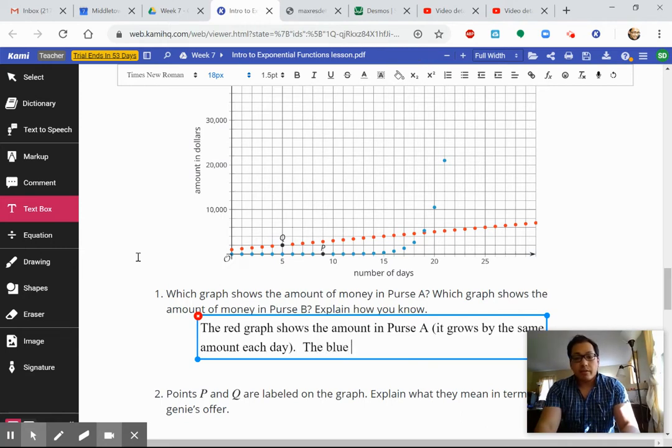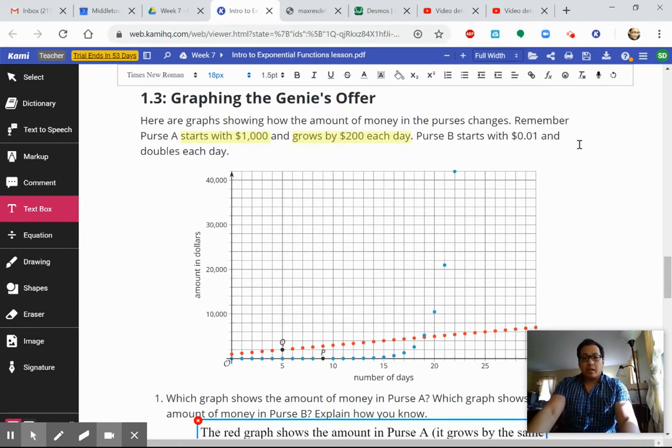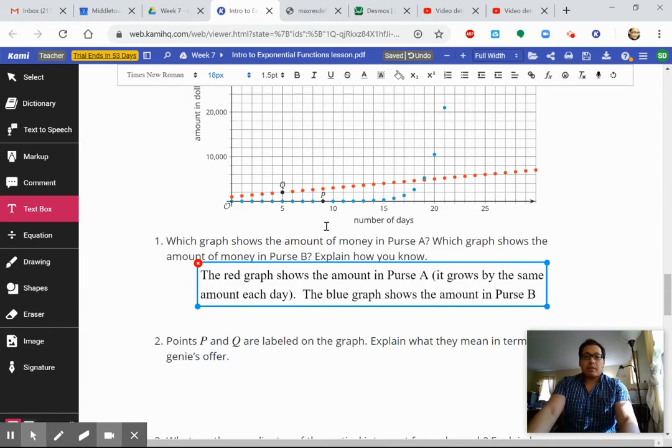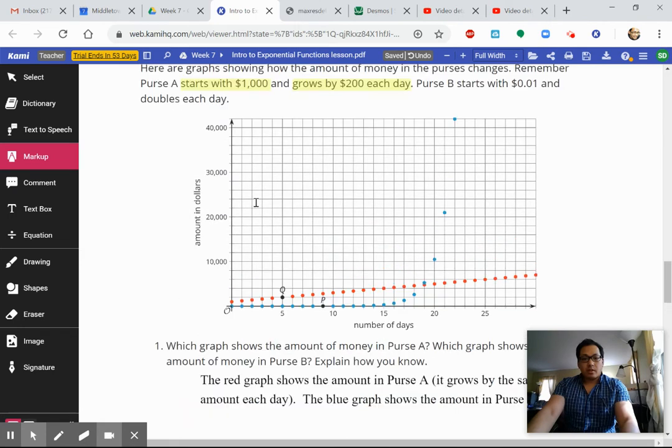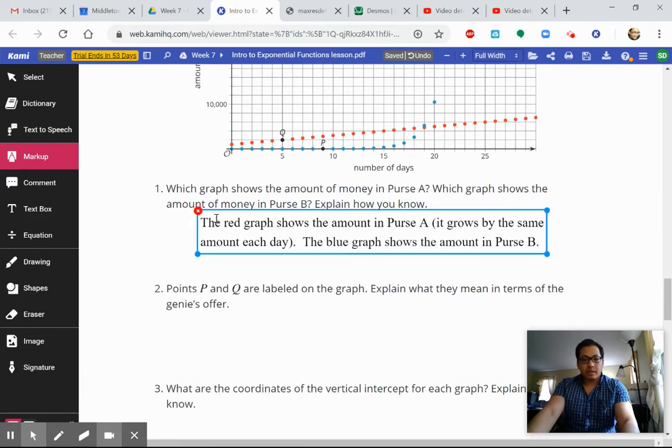And the blue graph shows the amount in purse B. How do we know that? Purse B was the one that starts with a penny and doubles each day. Well, if one's the red, the other's got to be blue, right? So just remember, purse B starts with a penny and doubles each day. Okay. What's the next question here?